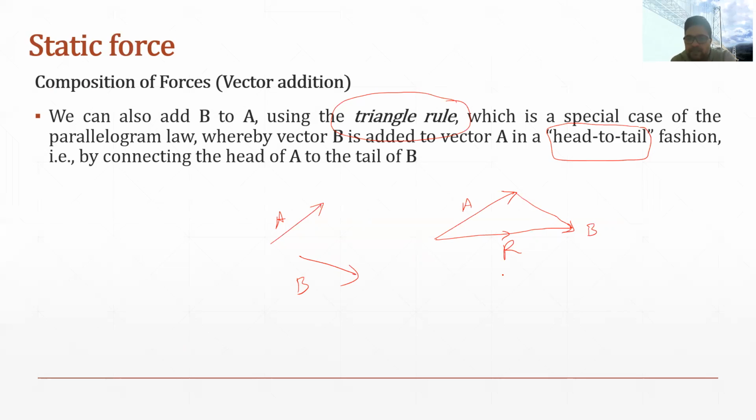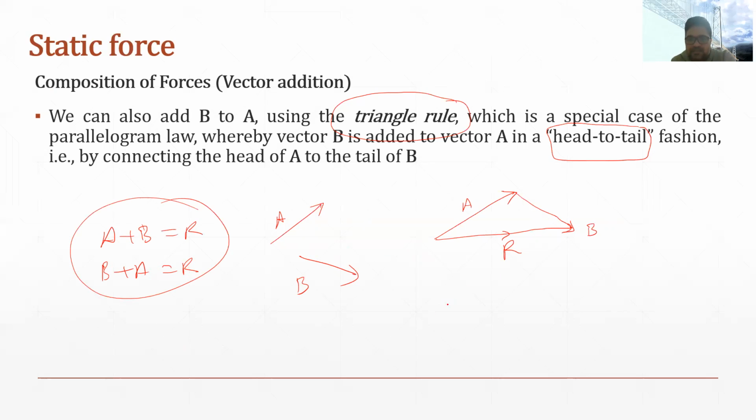Or I can say we can add A plus B as R, and even B plus A will also be equal to R, which means in the triangular rule, the property of commutativity works here.